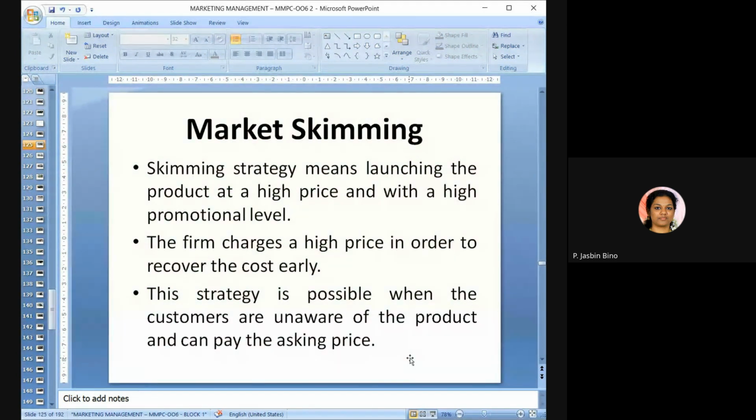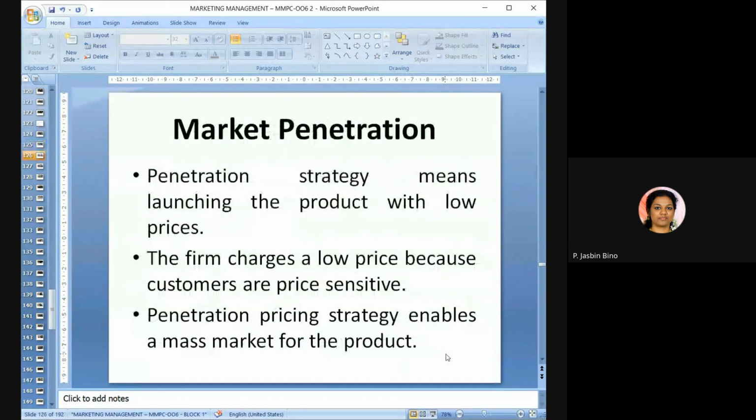So the firm normally charges a high price in order to recover the cost early. This strategy is possible when the customers are unaware of the product and can pay the asking price. So this is the first method of pricing. The second one is market penetration, the opposite of market skimming.